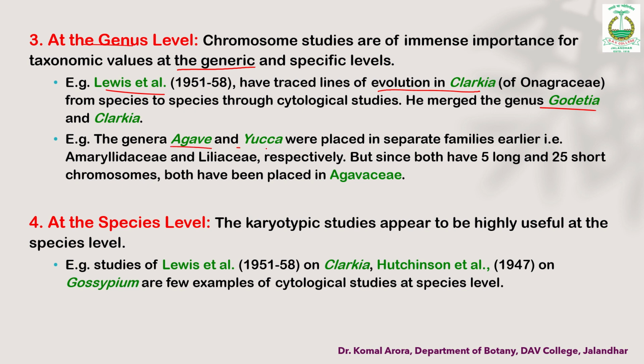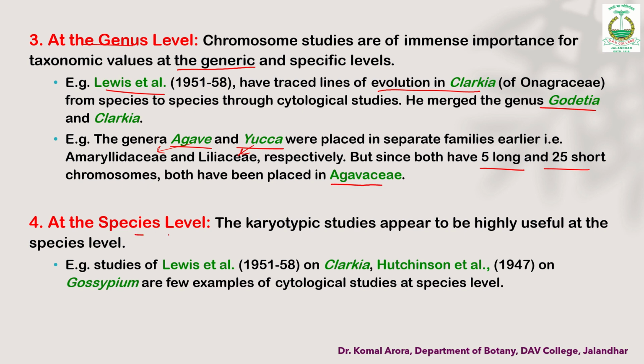Similarly, agave and yucca were earlier placed under separate families, agave under Amaryllidaceae and yucca under Liliaceae. But when we observe their chromosomes, they have the same type of chromosomes, 5 long and 25 short. On that criterion, they have been placed together under the family Agavaceae.